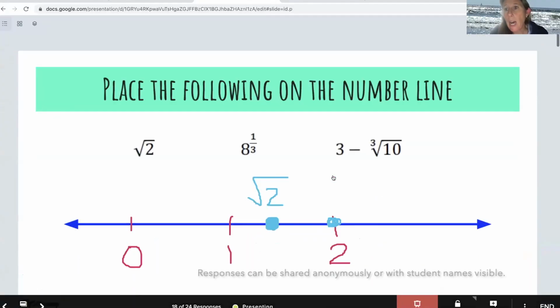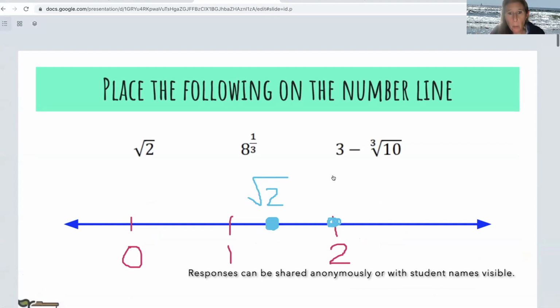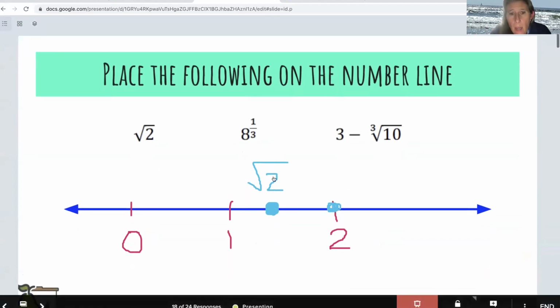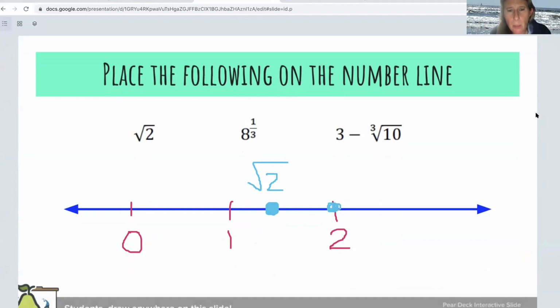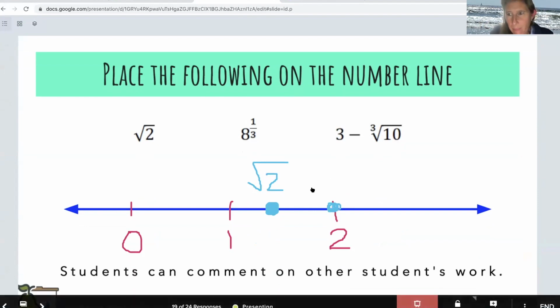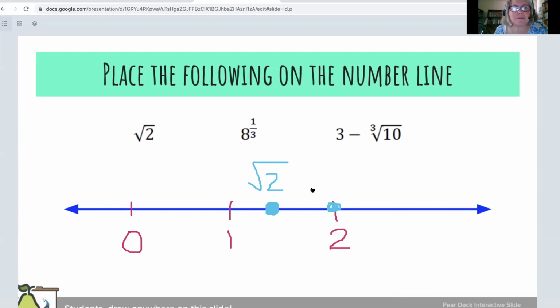This is now sharing anonymously, which is how I want to share most of the time, but I can pick one and pull it up and then ask you guys to comment on, do you agree or disagree with where this person put the square root of 2? First, Martha, will you unmute? Do you agree or disagree with where this person put square root of 2? And why? I would agree. It's a little more than 1, but less than 2. So it's about, I think, 1.4.